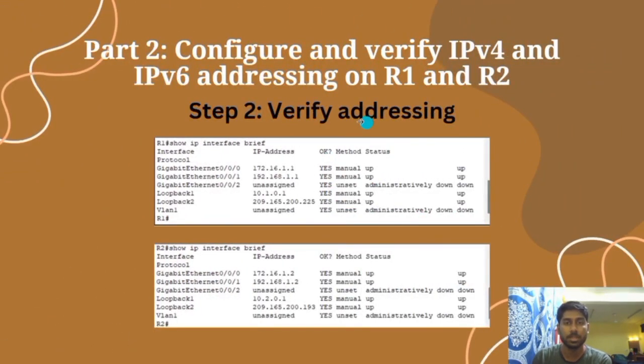And step 2 is we need to verify the addressing. If we want to verify our addressing, we need to type the command show ip interface brief. This will show which interface we use, what IP address we just inserted, and then we can see the status, whether it is up or down.